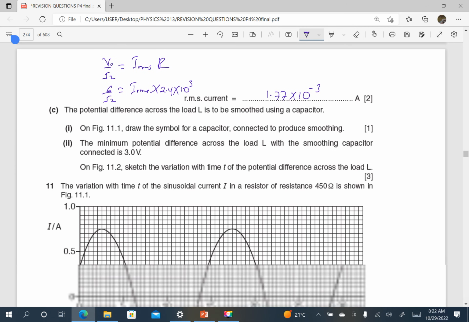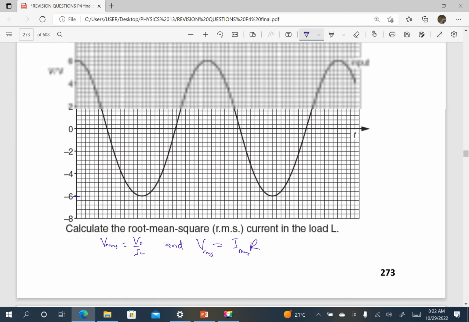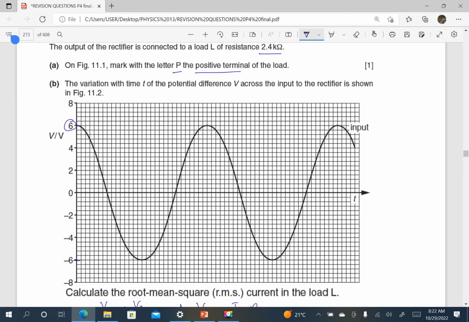It is connected across. The minimum potential difference across the load L with the smoothing capacitor connected is 3. So it means the PD should not go below 3 volts. Sketch the variation with time t of the potential difference across the load. So the minimum is 3. 3 is in the center here. I'm just using a dotted line. It is not necessary. You can just put mark points.